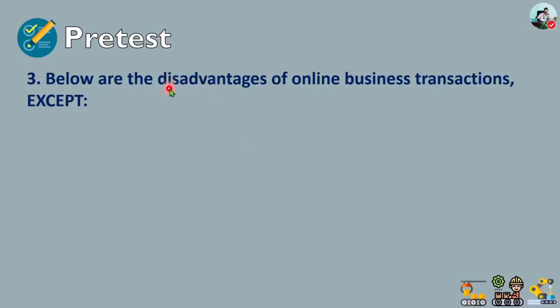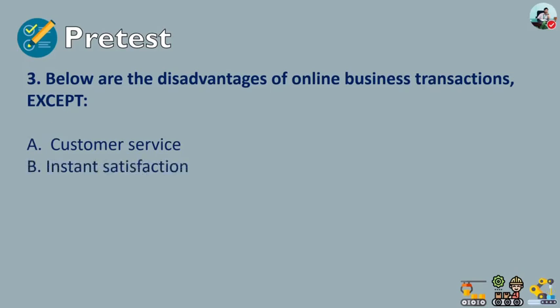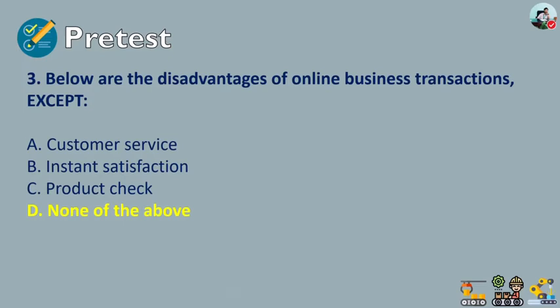Number three, below are the disadvantages. Okay, for number three, these are disadvantages. For number two, that is advantage. So number three, below are the disadvantages of online business transactions, except A. Customer service. B. Instant satisfaction. C. Product check. Or letter D. None of the above. The answer for number three is letter D.